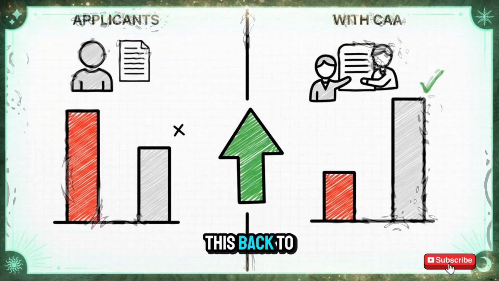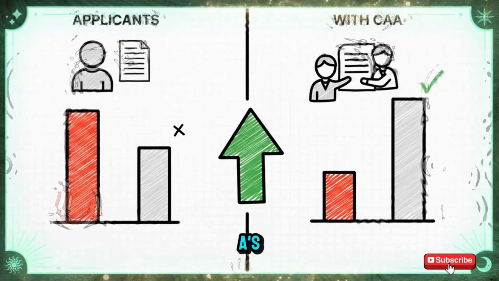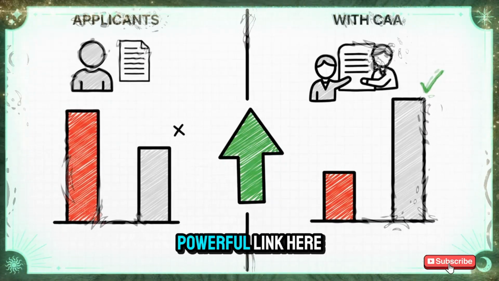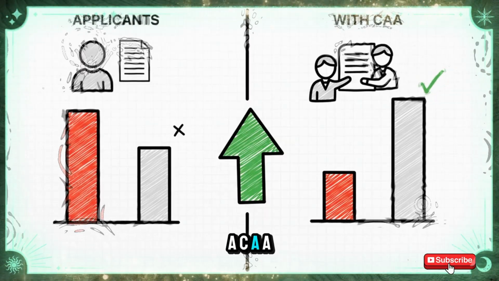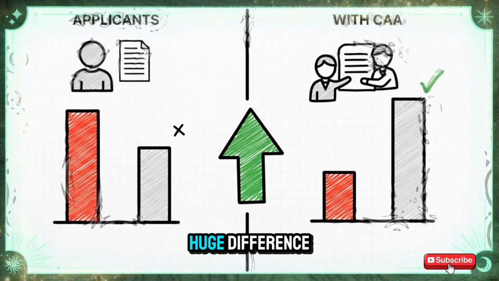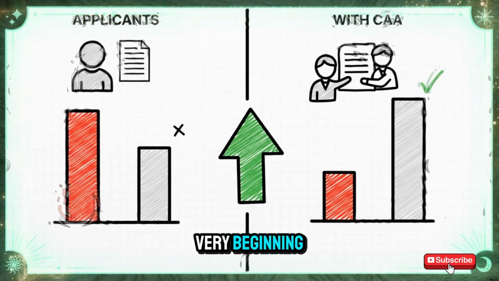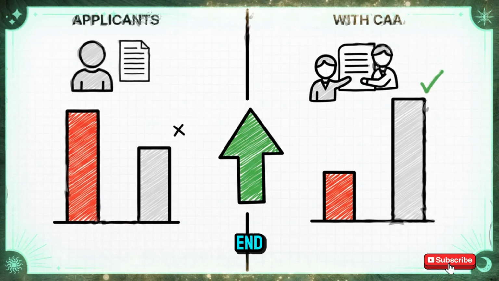Now let's connect this back to those 3 pathways. Remember the certifying acceptance agents, the CAAs? Well, the data shows a pretty powerful link here. If you use a CAA, you are 15% more likely to get approved. That is a huge difference. It's solid proof that getting expert help at the very beginning makes a massive difference in the end.